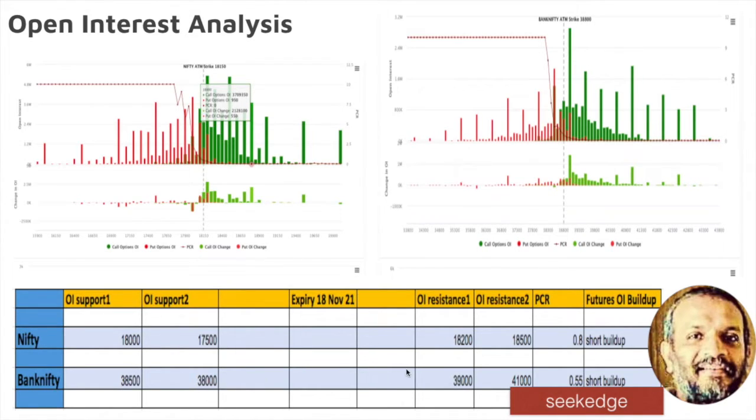So Bank Nifty seems to have bottomed out. Right, Nifty, it all depends on whether it's able to hold the 18,000 which was conquered earlier, previous week, yesterday.